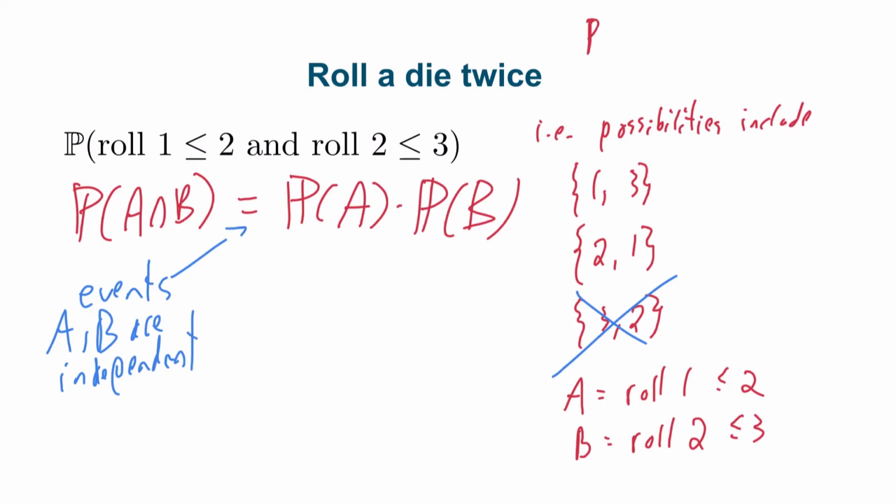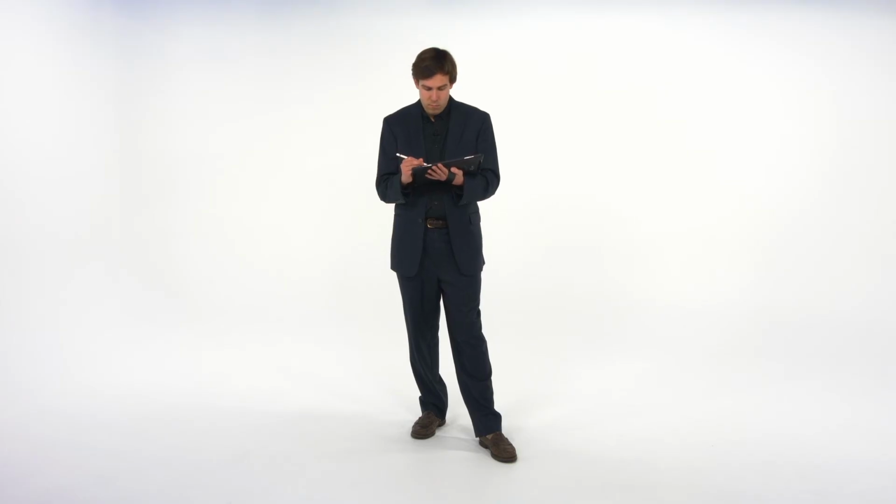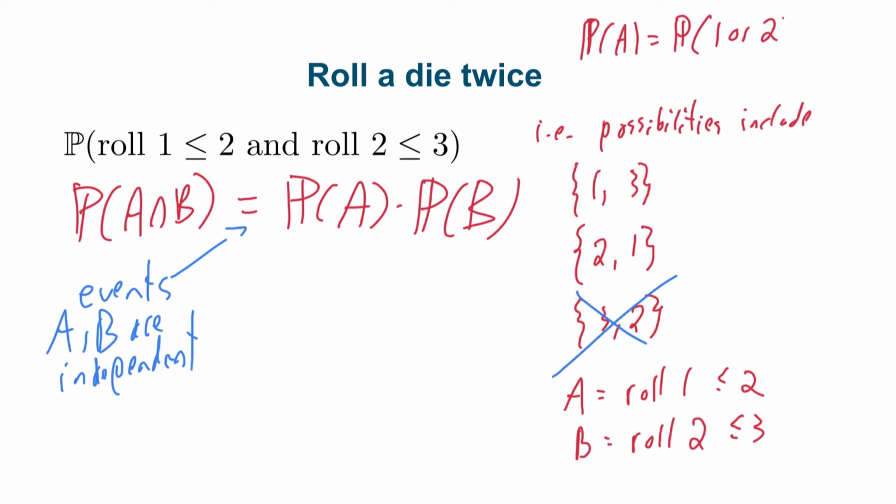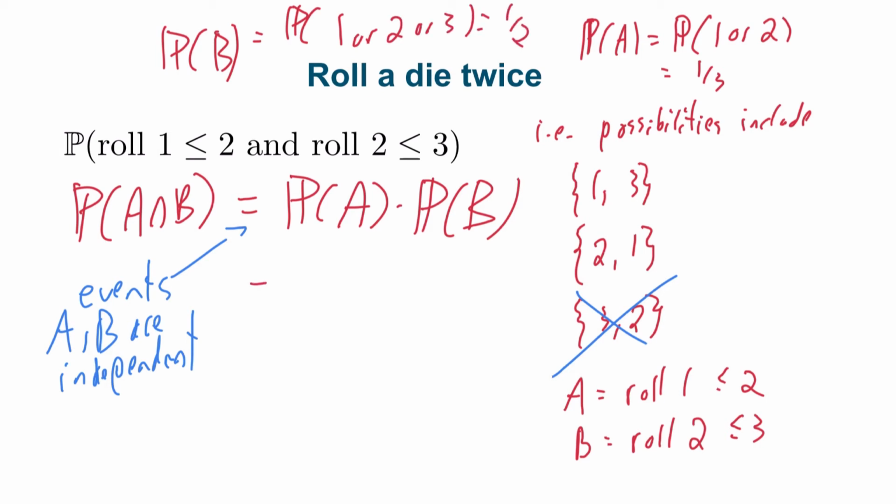Because what's the probability of A? Well, what's the probability I get less than or equal to 2 on the first roll? This means I either get a 1 or a 2 out of the 6 possibilities. So that's 1/3. Probability of B is the probability of getting either 1 or 2 or 3, which is 1/2. So I have 1/3 times 1/2, which is 1/6. So not great odds, but not terrible either.